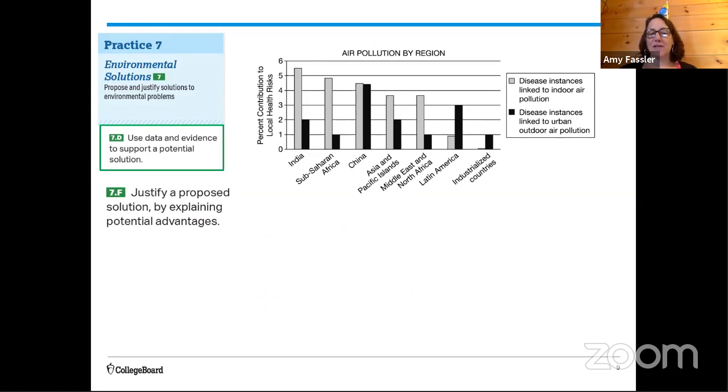One, practice 7D, is using data and evidence to support a solution. And finally, F is to justify a proposed solution by explaining potential advantages. So there's a chart here, some data or evidence that's showing me the percent contribution to local health risk in different regions of the country based on indoor versus outdoor air pollution.